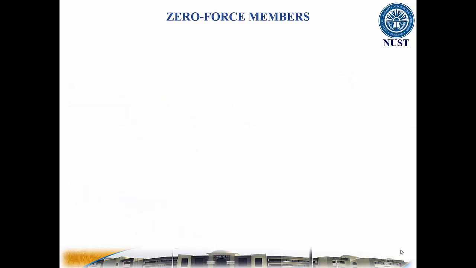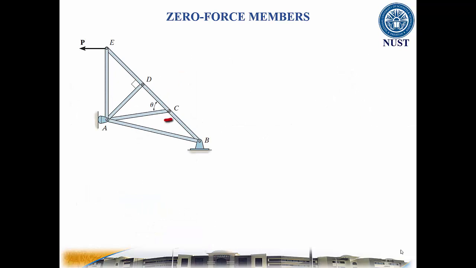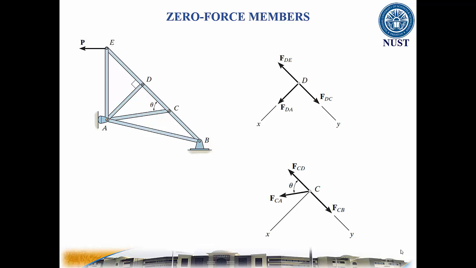If three members form a truss joint for which two of the members are collinear and there is no external load or reaction at that point, then the third non-collinear member is a zero force member. Again, this can easily be proven. One can also remove the zero force member for analyzing the truss further. Please note that the zero force members are used to increase stability and rigidity and to provide support for various loading conditions.